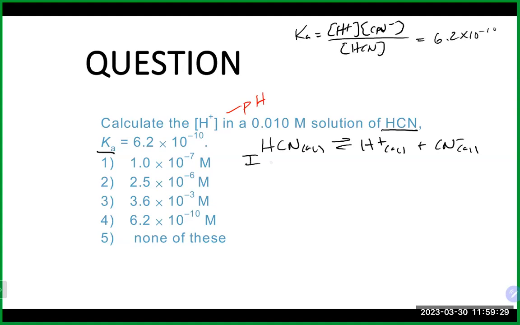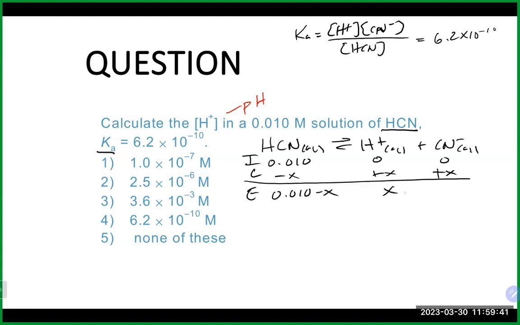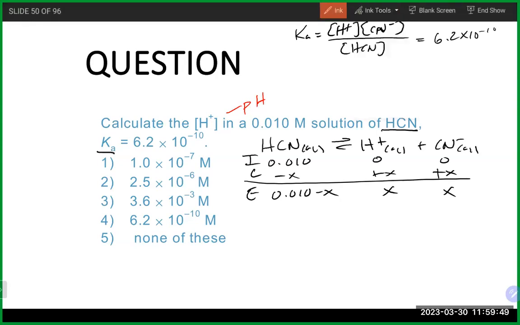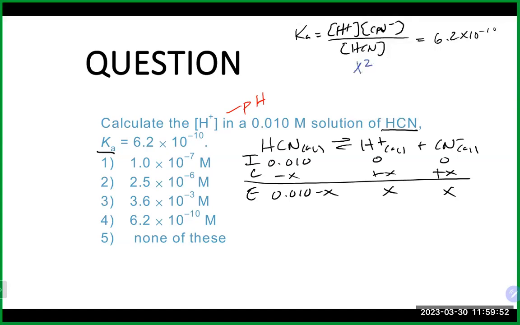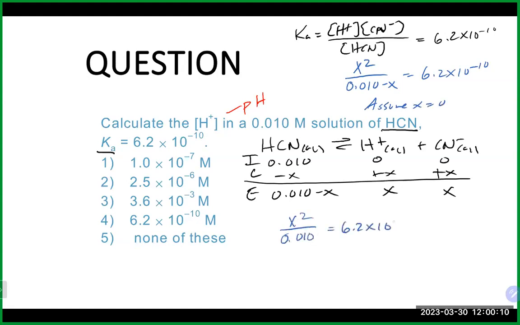We're going to initially start here with 0.0100. Change minus x, plus x, plus x, means at equilibrium 0.01 minus x, x, and x. So like normal here, we're going to put this into our expression. And if we do that there, that's going to give us x squared divided by 0.01 minus x equals 6.2 times 10 to the minus 10. I'm going to assume x is equal to 0. That gives me x squared divided by 0.01 equals 6.2 times 10 to the minus 10.